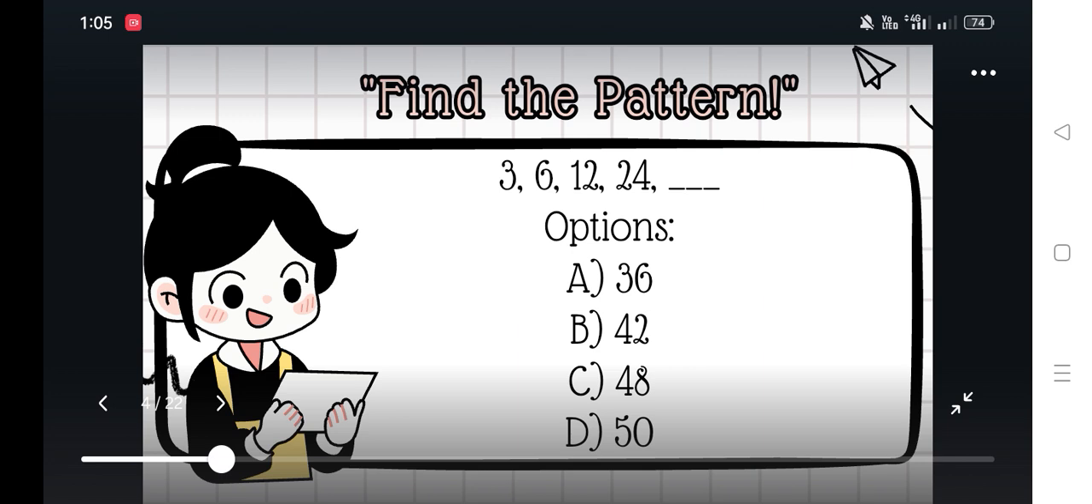3 times 2 is equal to 6. 6 times 2 is equal to 12. 12 times 2 is equal to 24. And 24 times 2 is equal to 48. Very good. So class, based on this activity, what did you notice that helped you figure out what comes next?